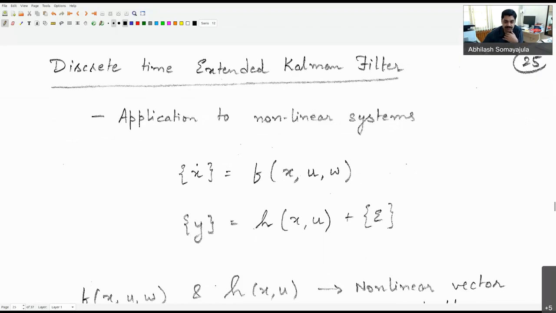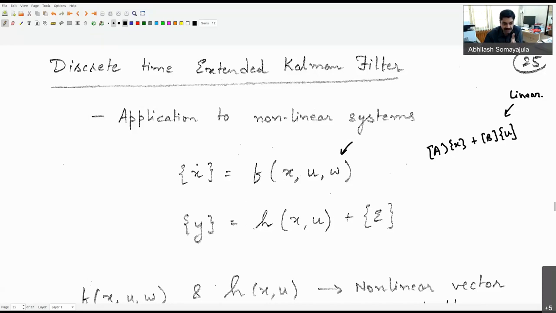So when I say nonlinear systems, our system is no longer x dot is equal to A times x plus B times u. This was a linear system. But here there can be some arbitrary function of x, u and the noise w. So x dot is given by some nonlinear function of the state variables, control inputs, and the process noise w. And your output, the measurement you are making, need not be a linear function of the states, but rather some nonlinear function of the state variables and the control inputs.